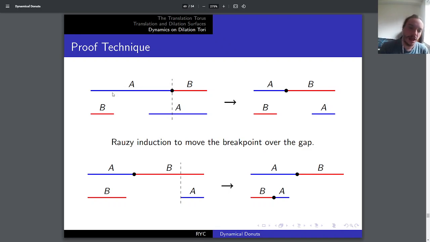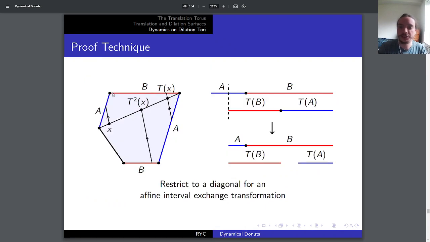Okay? And every time we do this, we can make sure that we can also revert the procedure. And as long as we can revert the procedure, if we find something out about the map at the end, then we can find something out about the map at the beginning. But if we know something about the map at the beginning, well, the flow is just a bunch of line segments connecting points from the map. So we actually find something out about the flow on the dilation torus.